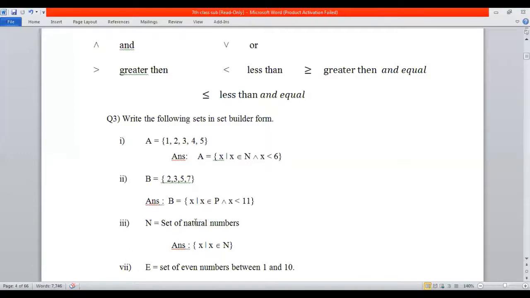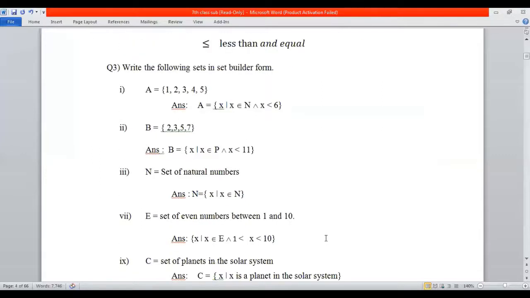This is given in descriptive form, in the form of a statement. Set of natural numbers. It's very easy to represent because no elements are given, only the set of natural numbers. So how can we represent it? The same name which is given in the question, and that is equal to x such that x belongs to natural numbers. That's it. The reason is that the condition is not given, less or greater, you have just been given the set of natural numbers, so you will represent it like this.